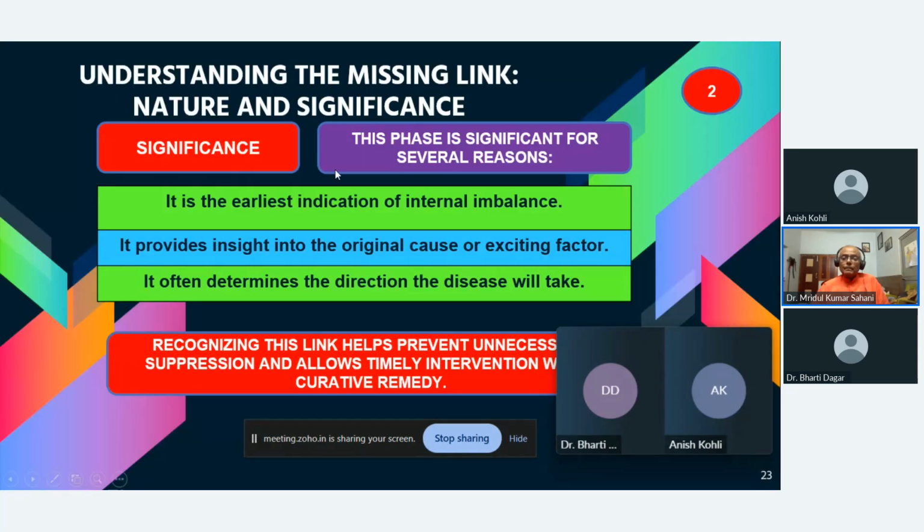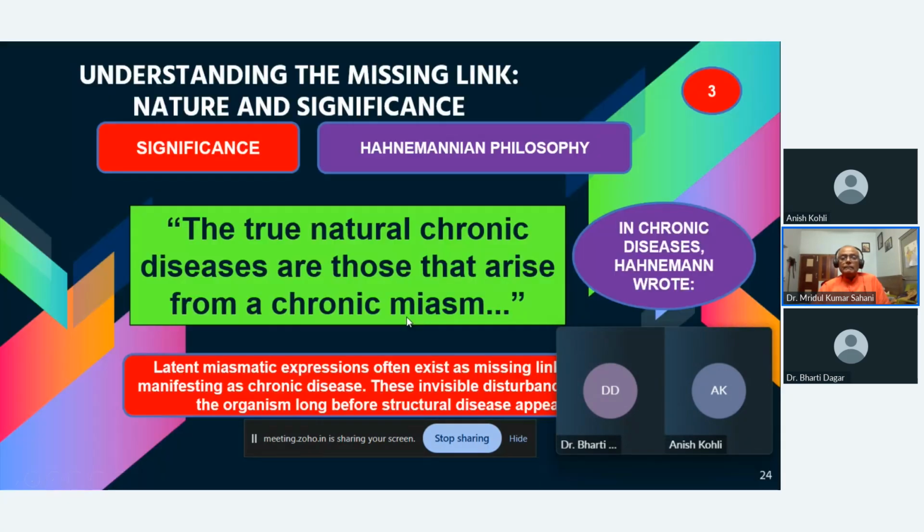So why is it significant? For several reasons. It is the earliest indication of internal imbalance. It provides insight into the original cause or exciting factors. It often determines the direction the disease will take. You can forecast how the disease is going to progress. So recognizing the link will help you with timely intervention of the curative medicine.